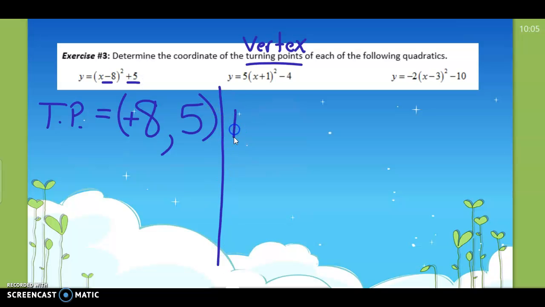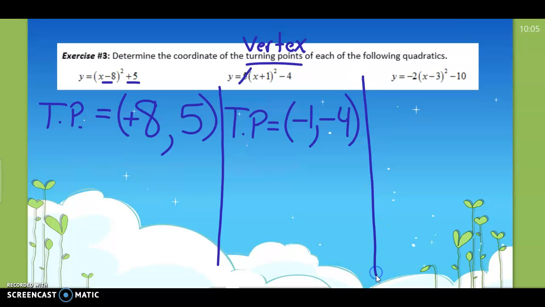Next up, we want the turning point, the vertex for this equation. Well, pay no attention to the 5 right now. We'll talk about that in just a little bit, but the turning point comes from the other part of this. So if that's a +1, we have to write -1, but the -4, we use that sign in front.